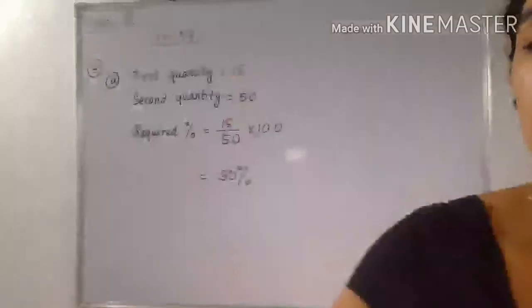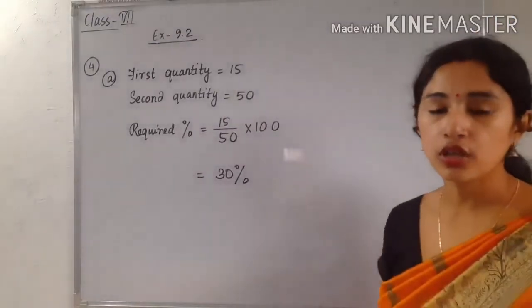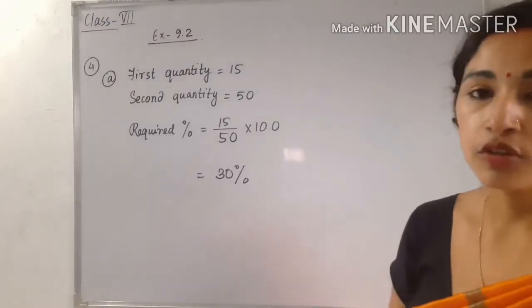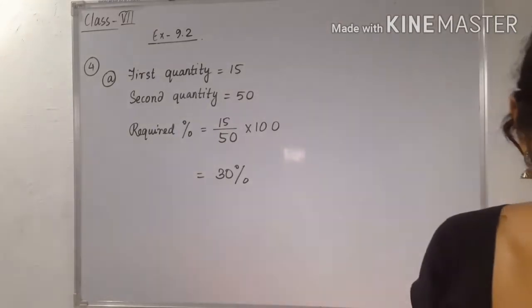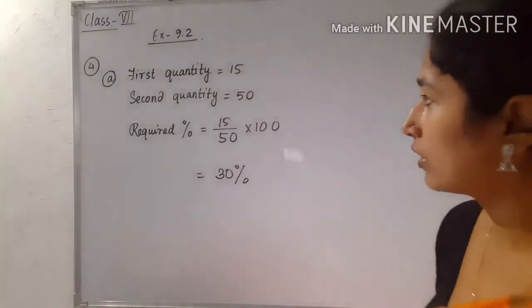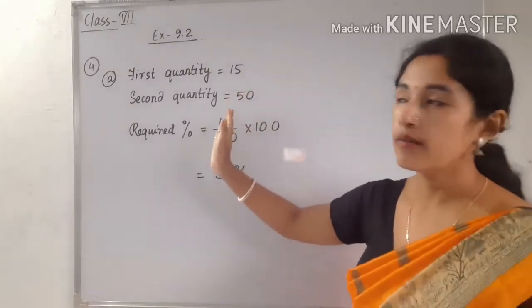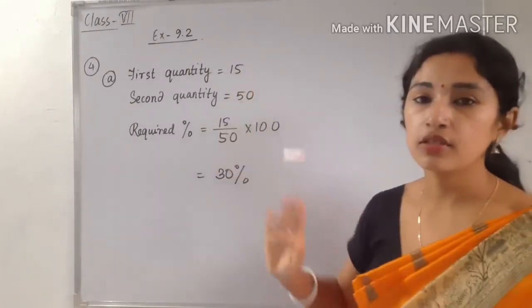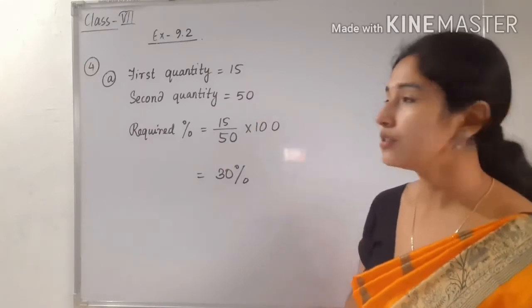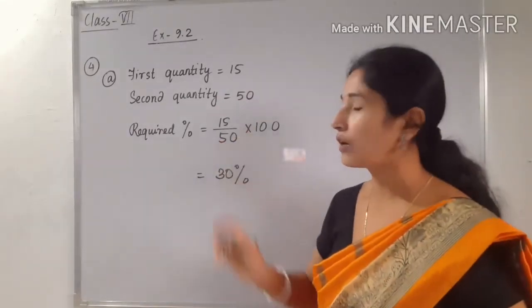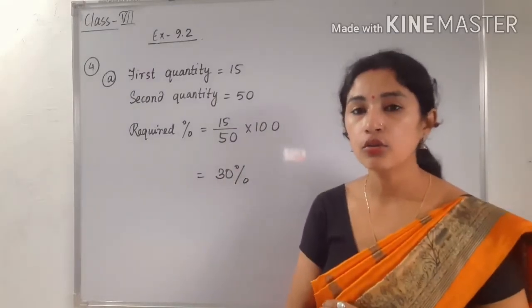So see students, next I am doing question number 3. Here we have to express the first quantity as a percentage of the second quantity. The quantities are already given. There are no units, that means the units are the same. So now the required percentage will be how much? First quantity divided by second quantity into 100.